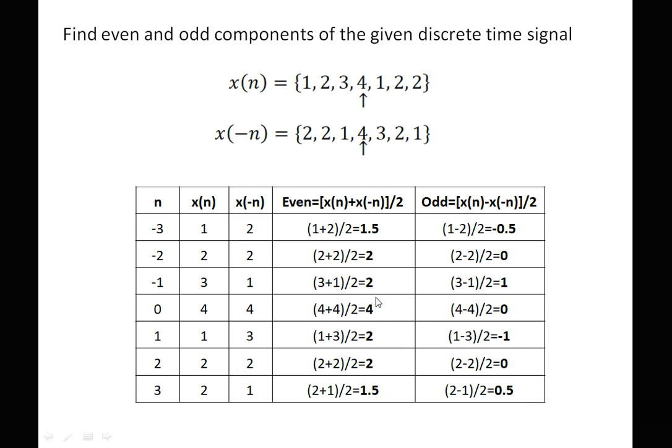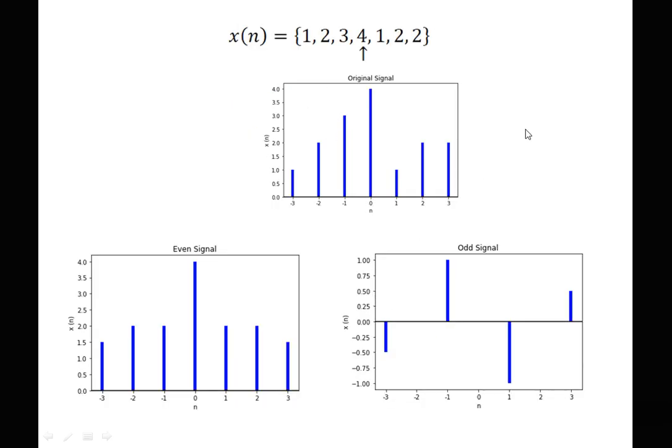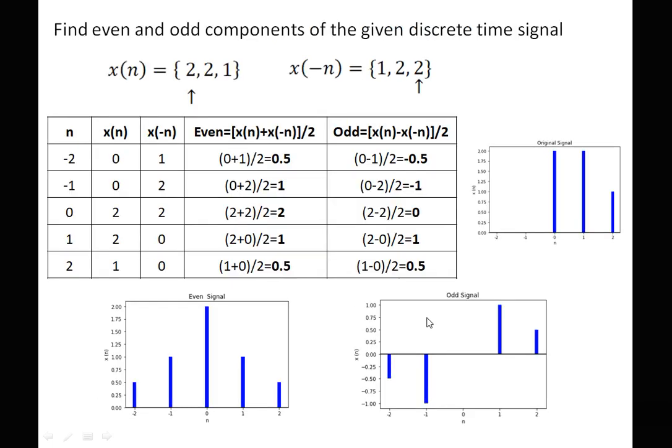Now we plot the graph. This is the original signal. This is the even signal. By seeing the nature we can see that it is symmetric, and this is the odd signal, which is antisymmetric in nature. Now see the next example.